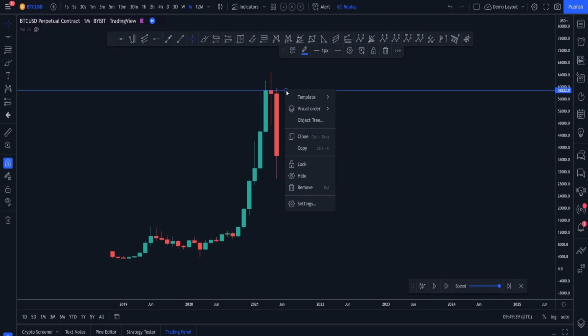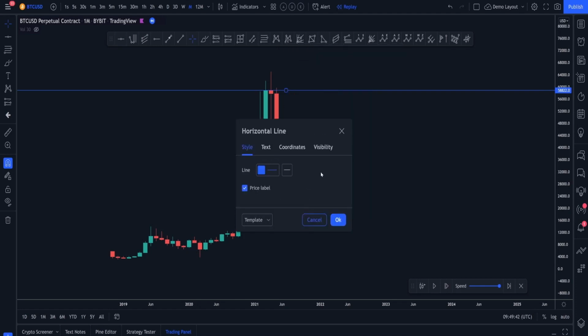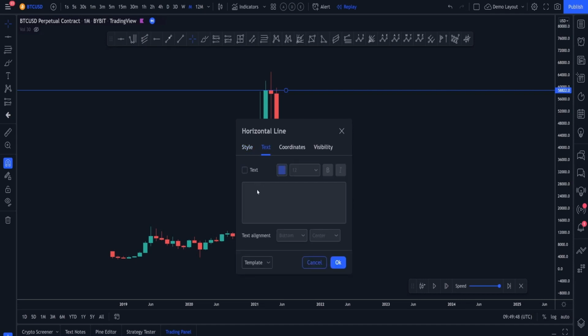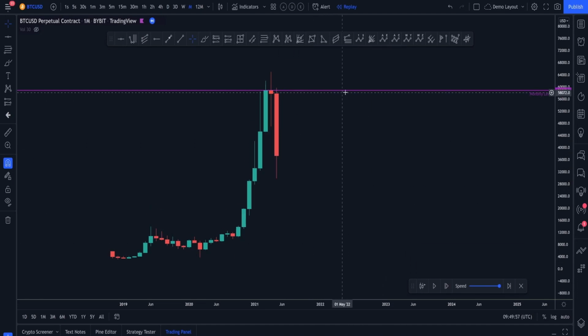You can then right-click, go to Settings, and set up templates to adjust the color and even add text to your horizontal line. For example, in this case, the monthly level template. Now your horizontal line will look like this. It is important to always start with the higher time frame levels and work your way down. For example, monthly, weekly, and daily. Sometimes, for example, for stocks or assets with a very long-term price history, you can also use yearly levels.